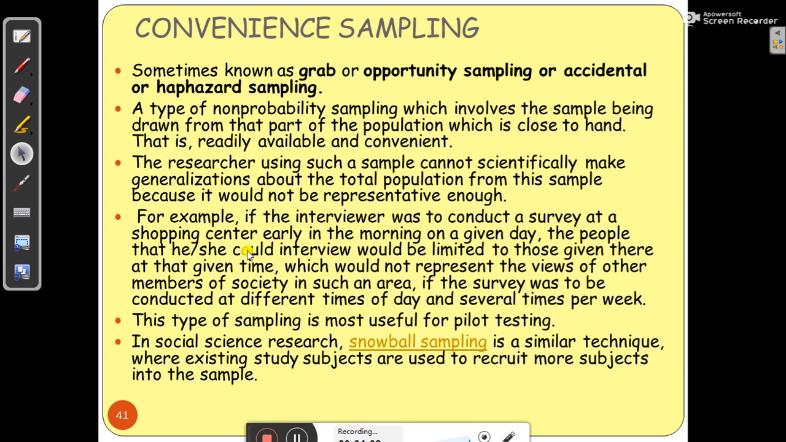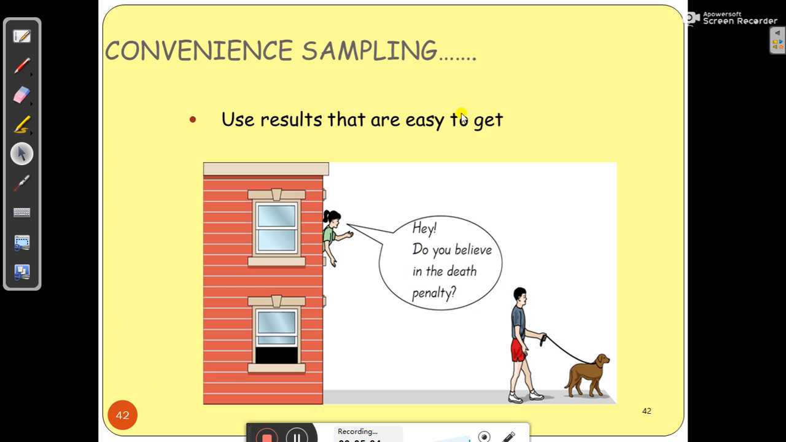In social science research, snowball sampling is a similar technique where existing study subjects are used to recruit more subjects into the sample. You can find this topic in the literature, in books, and on the internet. It is similar to convenience sampling. Here you can see it uses results that are easy to get.